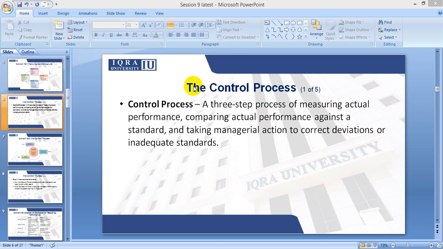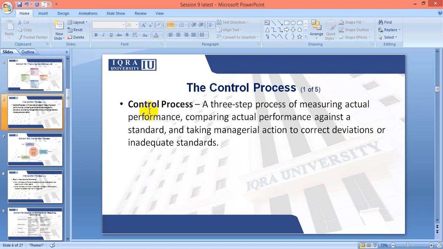Okay, so now we are beginning with the control process. So what is the control process? As we have discussed, it's a three-step process of measuring actual performance. This is step number one, that we have to measure our actual performance. Step number two is that we have to compare the actual performance against a standard.